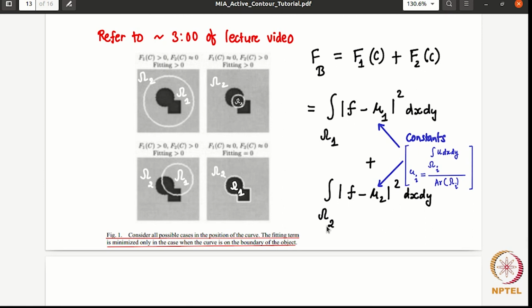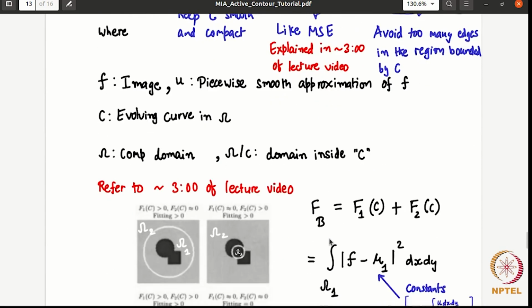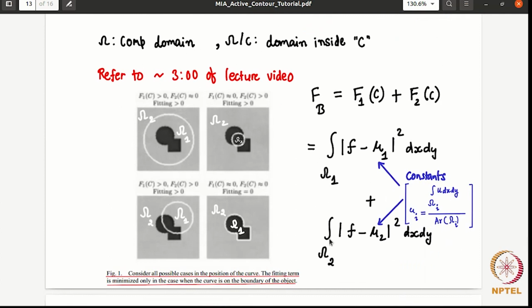So here you can see, just look at this figure, this expression here, f minus u. Here, what we have taken for u is simply the average of image intensity in the segmented region. For example, here we have C, this white curve. Within that we have omega 1, outside it is omega 2. Whatever the average within omega 1 is, that is mu 1, and then we are calculating f minus mu 1.